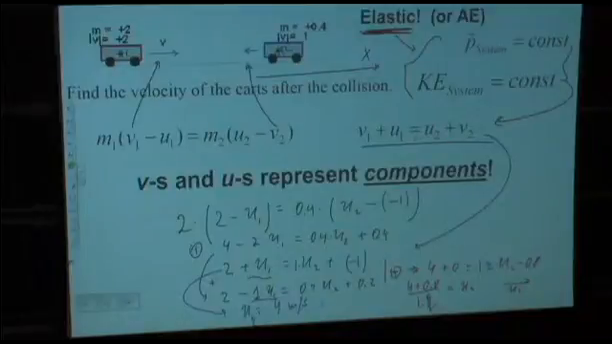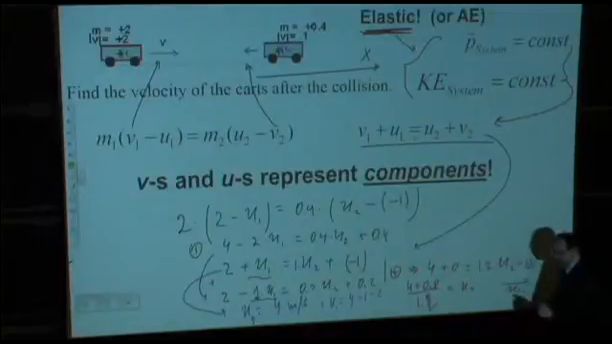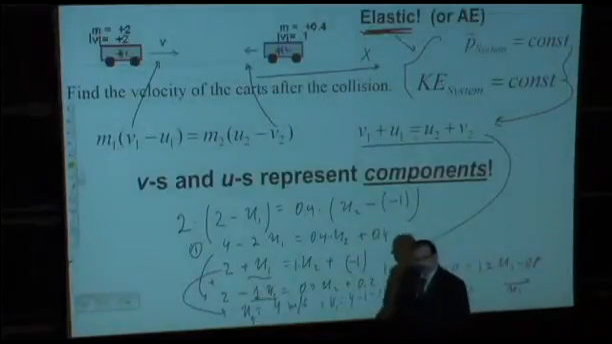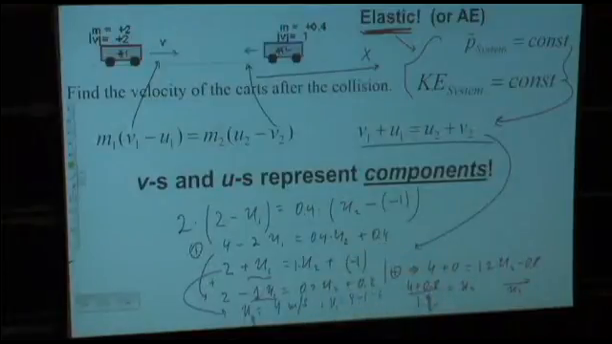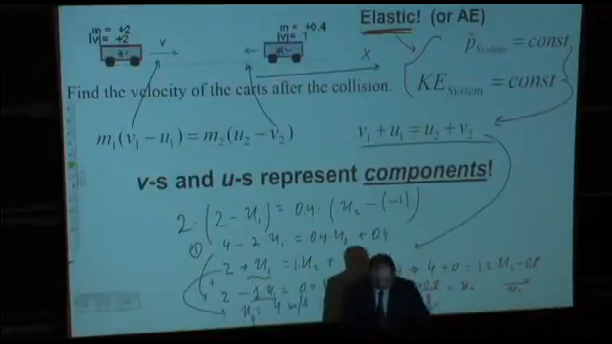But now we can calculate u1. u1 will be equal to 4 minus 1 minus 2, 1. What does it tell us? It tells us that this cart actually slows down, but still keeps going in the same direction because it's much heavier and it was traveling much faster than the first cart.